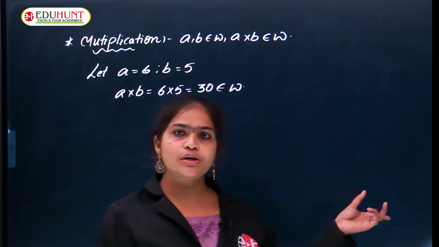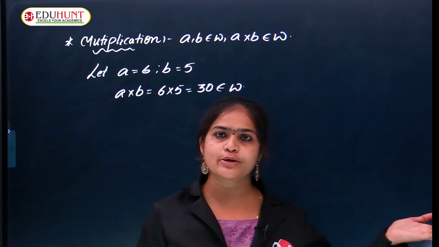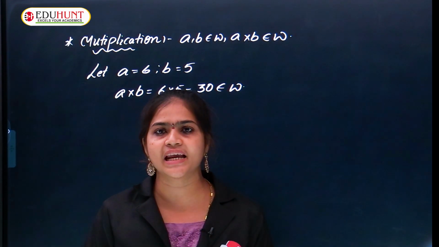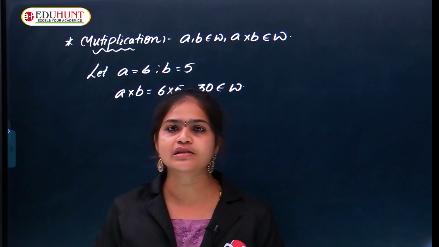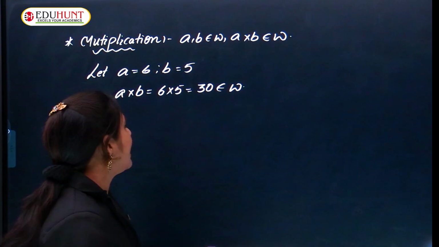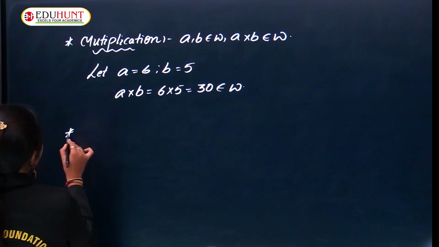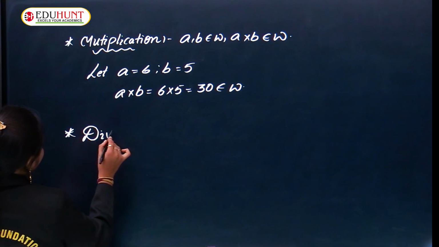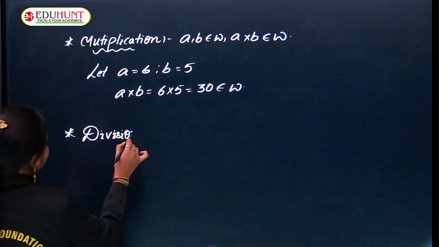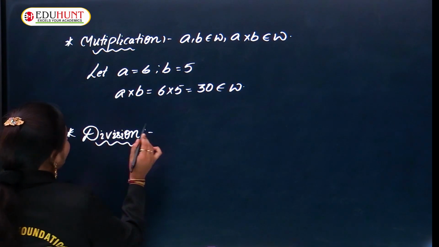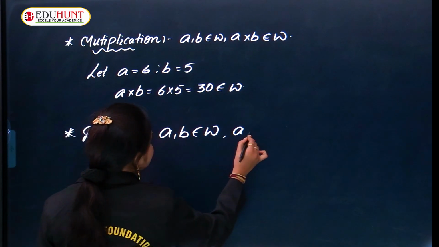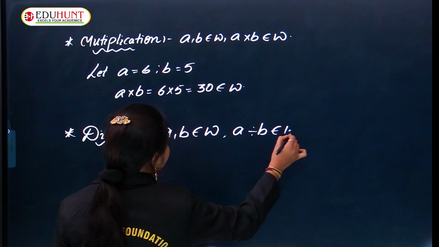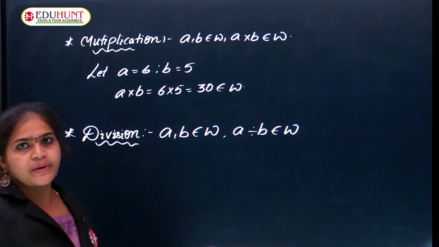Then let a is equal to 0, b is equal to any number. Then also you will get 0. Is 0 a whole number or not? Yes, of course. Okay, in all cases multiplication also satisfies. Okay? And finally we have division. What is the condition? a comma b belongs to whole numbers, then a divided by b belongs to whole numbers. Is it satisfying or not?